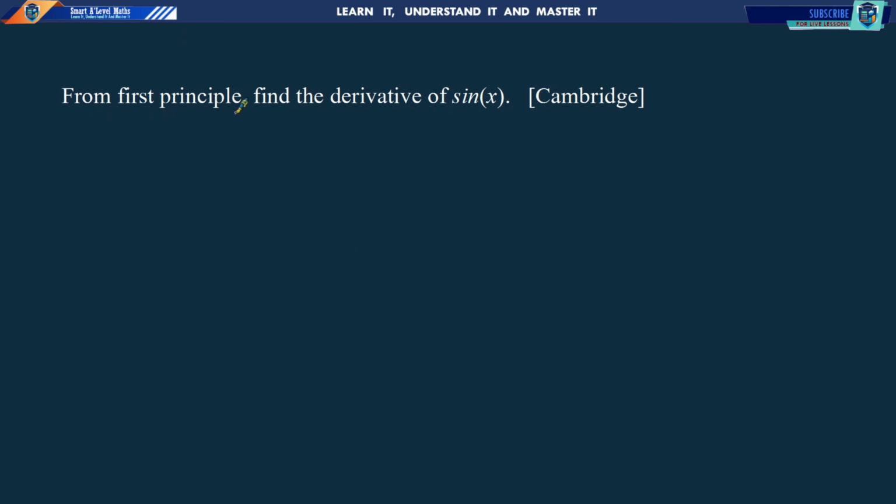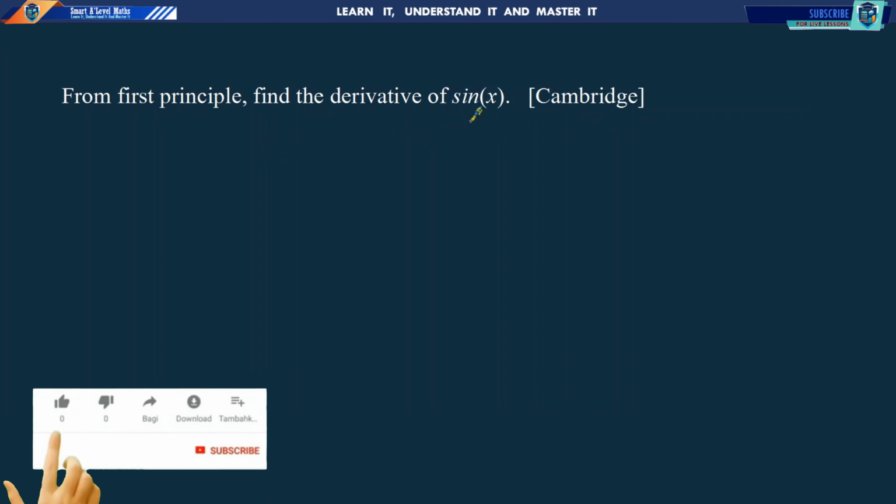From first principles, find the derivative of sine x. This question is taken from Cambridge. So we know that the derivative of sine x is cos x, but we are asked to solve from first principles using the definition. So let's go ahead and use the limit approach.